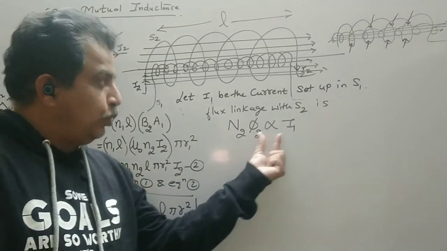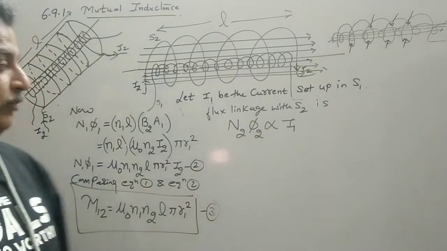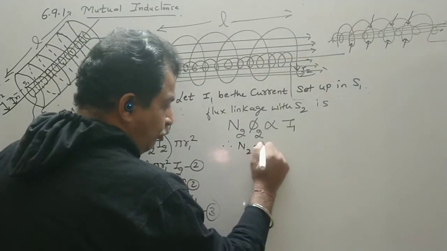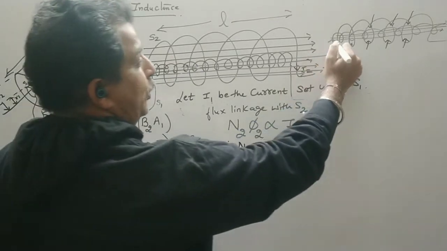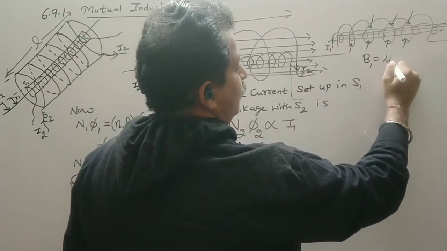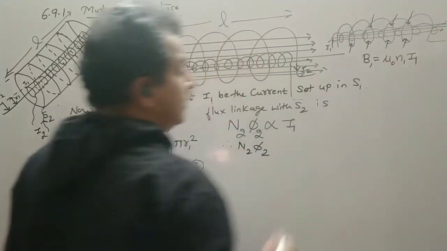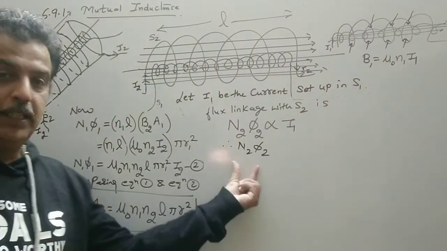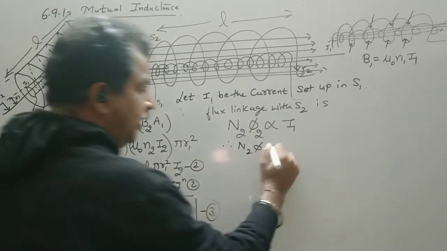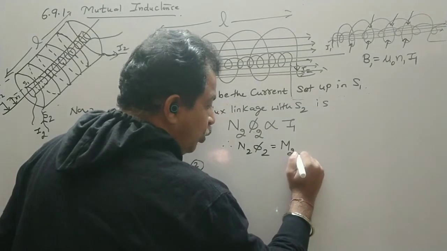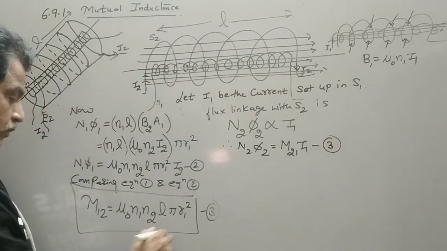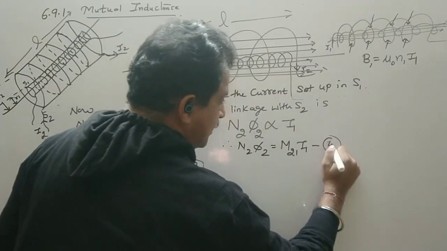So N2 phi2 is proportional to I1, that is the opposite of what we did. Therefore, N2 phi2, now current is passed through the inner solenoid I1. So the magnetic field produced by it will be mu naught N1 I1. Flux linked is phi2, and induction will be in S2. This is equal to M21 I1. Now we name this equation number 3. This was 3. Say this is equation number 4.